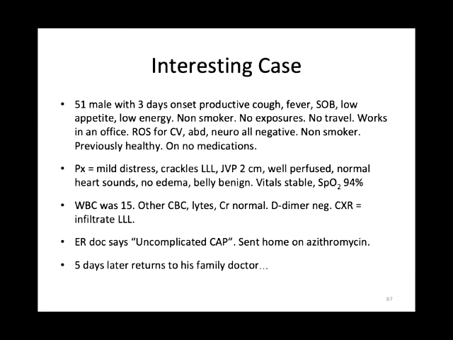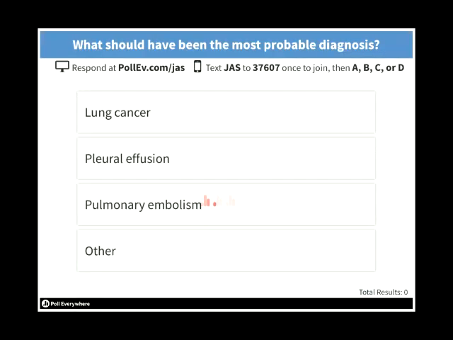Review of systems was pretty much all negative. He's still a non-smoker again. Previously healthy, no medications. On exam, I'll let you read all those details. And in the end, the ER doc says the diagnosis is an uncomplicated community-acquired pneumonia, and the patient is sent home on azithromycin. 5 days later, he returns to his family doctor. What should have been the most probable diagnosis?